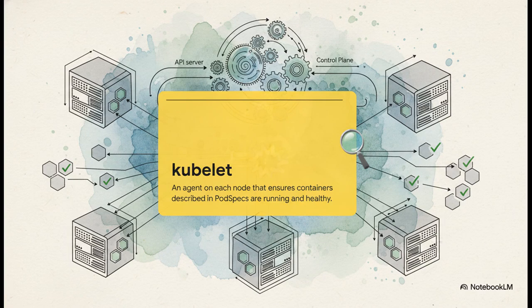The number one most important agent here is the kubelet. You can think of it as the on-site commander for each node. It's always talking to the API server, asking, "Hey, what am I supposed to be doing?" And then it makes sure the right containers get started and, just as importantly, that they stay running and healthy.